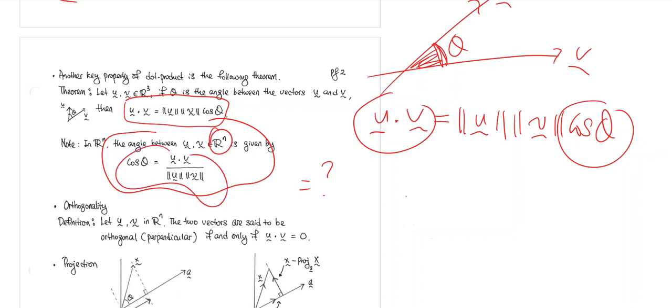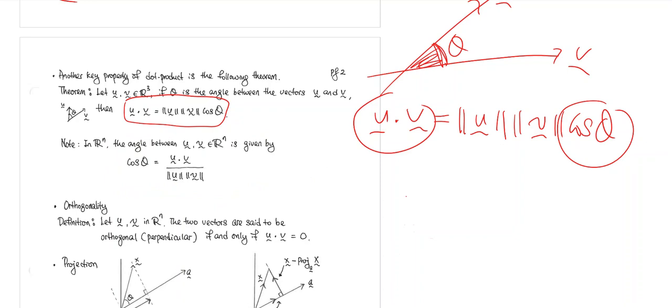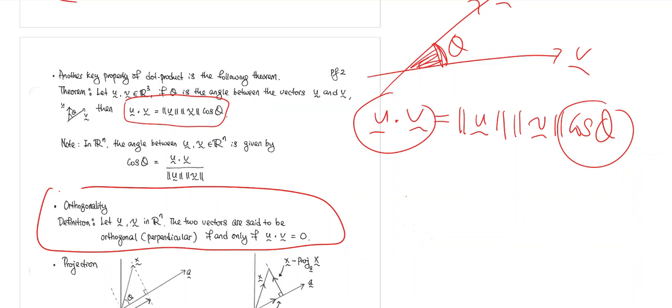Even though we can't imagine it, we can still compute the angle theta. So this concept of orthogonality is critical. It means that two vectors are perpendicular to each other, and we can tell when two vectors are orthogonal by looking at the dot product. If the dot product of two vectors is 0, this is a good case. We know that the vectors are orthogonal.